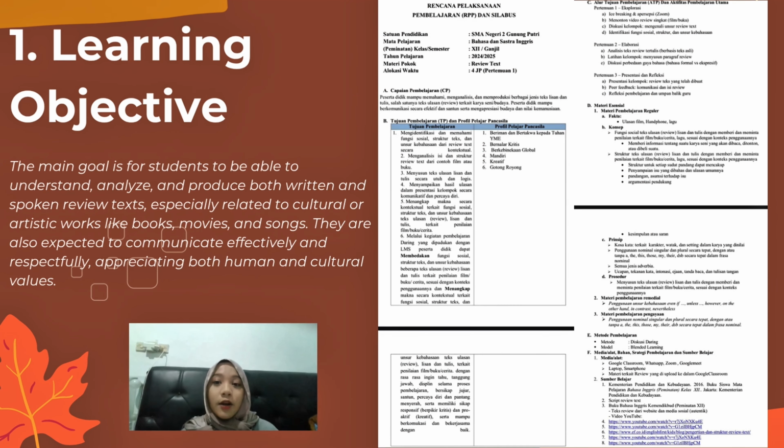So, as you can see on the teaching plan in the picture there, the first one is learning objective. The main goal is for the students to be able to understand, analyze, and produce both written and spoken review text, especially related to cultural or artistic works like books, movies, and songs. They are also expected to communicate effectively and respectfully, appreciating both human and cultural values.